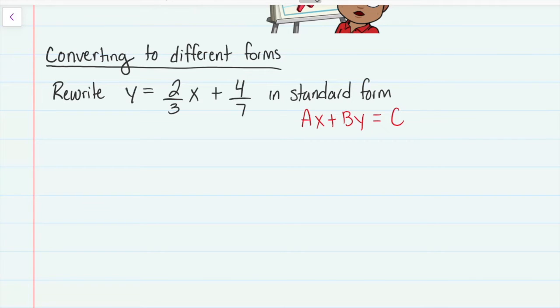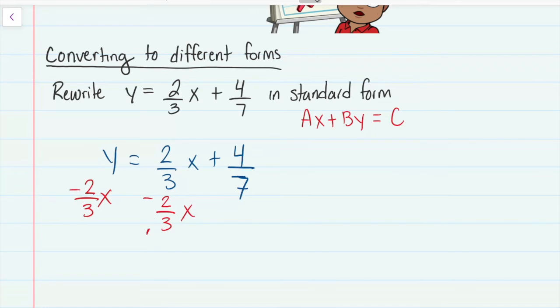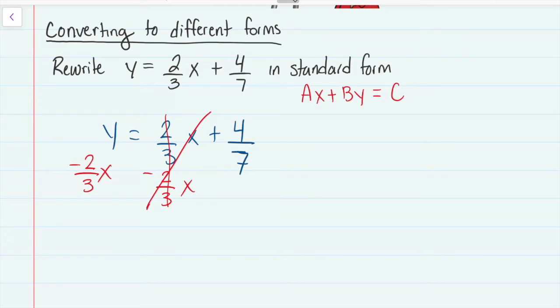Notice that in our problem, the x is not with the y. So we want to fix that first. Let's write this problem down here: 2/3 x plus 4/7. To move the x to the left, all we do is the opposite, which is a minus 2/3 x. We do it on both sides. So the x's cancel and the fraction as well. They're done. So my problem so far is negative 2/3 x plus y is equal to 4/7.